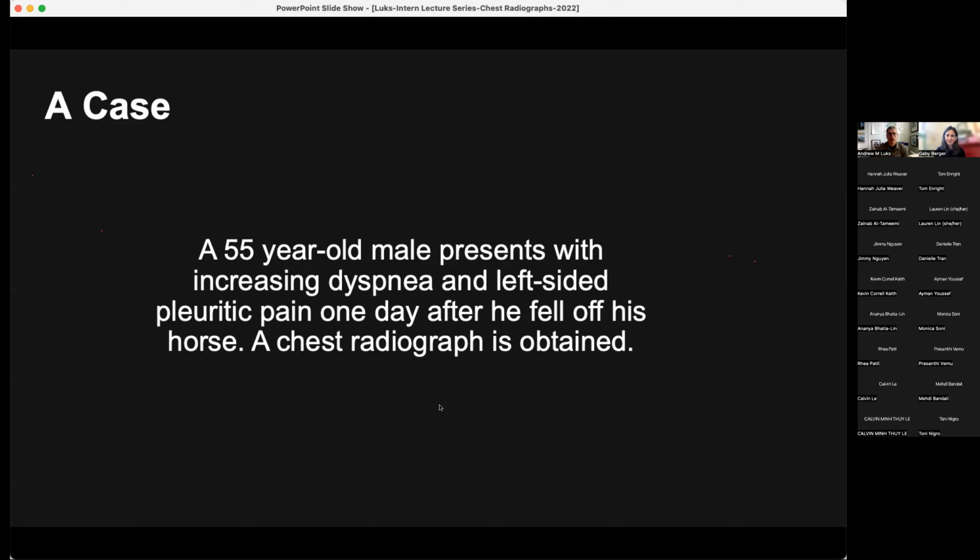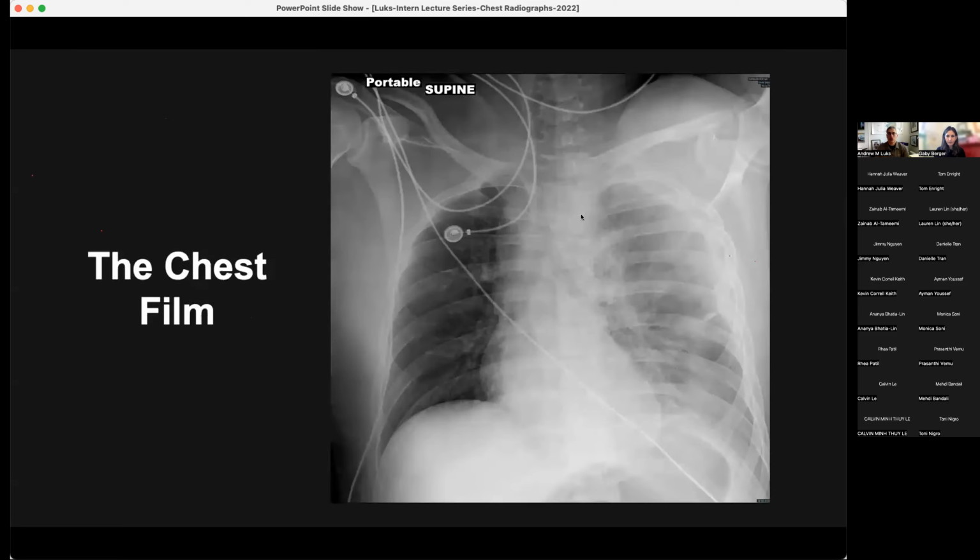All right. So this case is that of a 55-year-old male who presents with increasing dyspnea and left-sided pleuritic pain one day after he fell off a horse, and a chest radiograph is obtained.